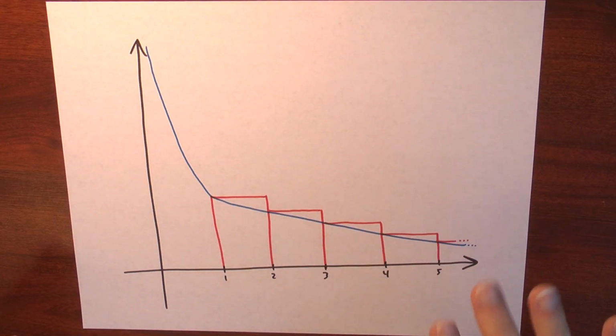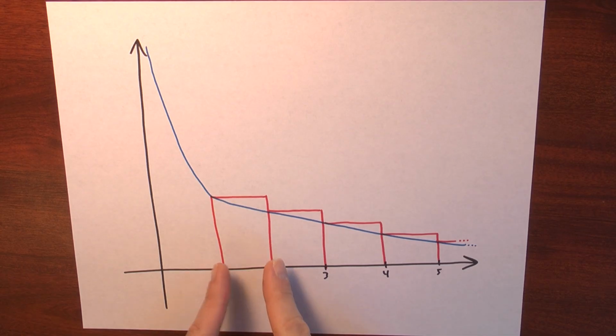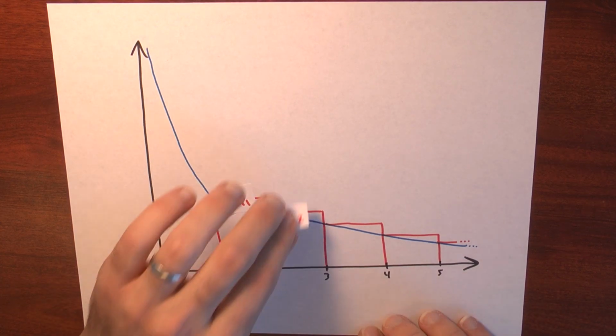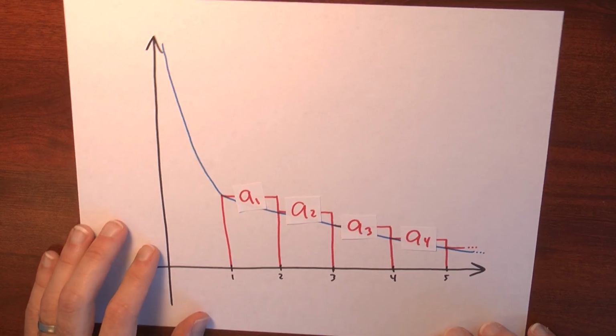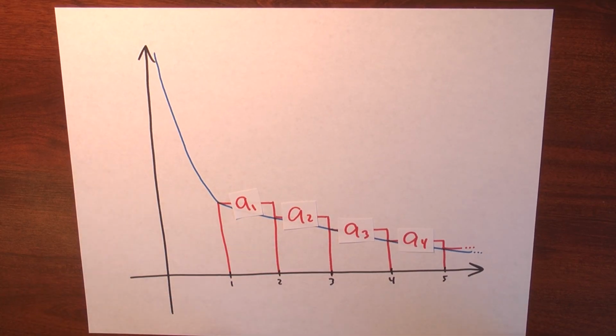Well, here I've got a graph, and I've drawn a bunch of boxes in red on my graph. Each of these boxes has width 1, and the heights of these boxes are given by the terms in a sequence. So the first box has height a sub 1, the next box has height a sub 2, the next box has height a sub 3, the next box has height a sub 4, and so on.